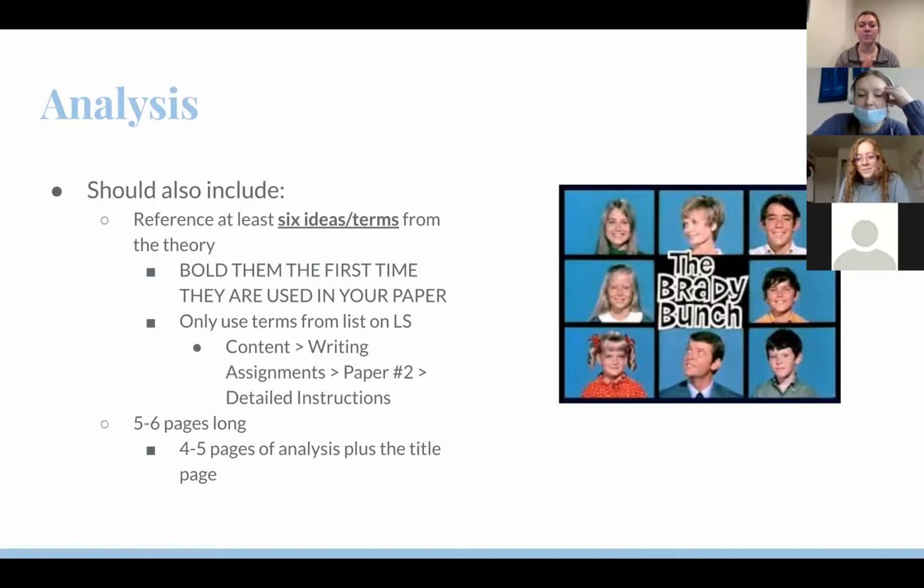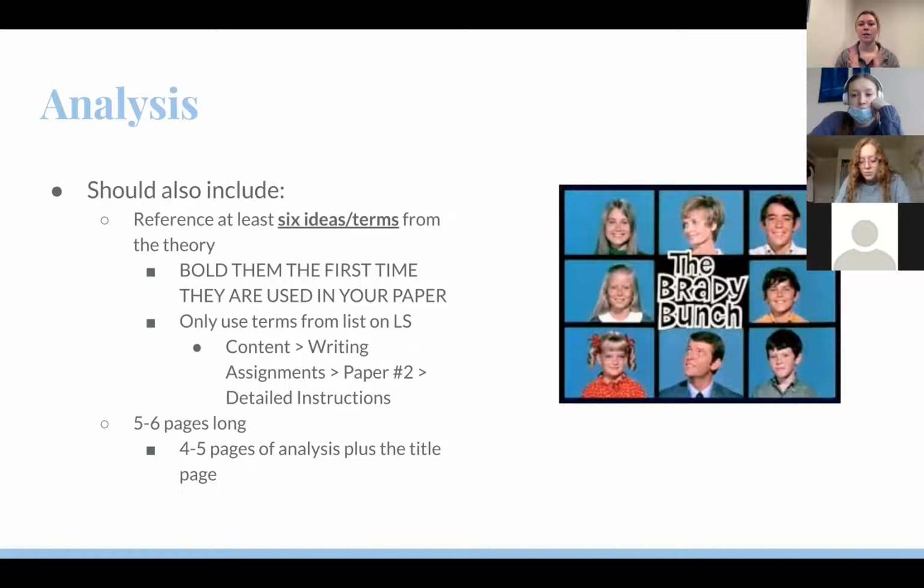Okay, and then your paper should be 5 to 6 pages long, so 4 to 5 of analysis, 1 of a title page. And Dr. Erickson let you have an extra page on this last paper, but for this one, we are gonna stick to the 4 to 5 pages of analysis.